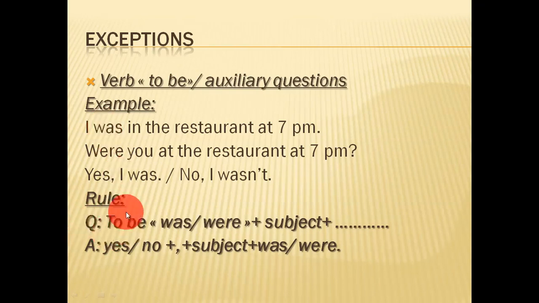Okay? So, the rule. In the question, I use auxiliary to be. Of course, in the past simple, we find was or were plus the subject plus the rest of the sentence. In the answer, I would say yes or no plus comma, of course, plus the subject plus was or were and full stop. This is a very short answer.